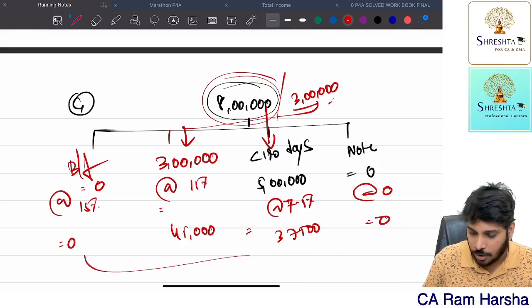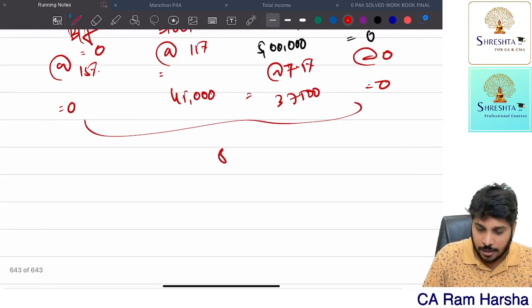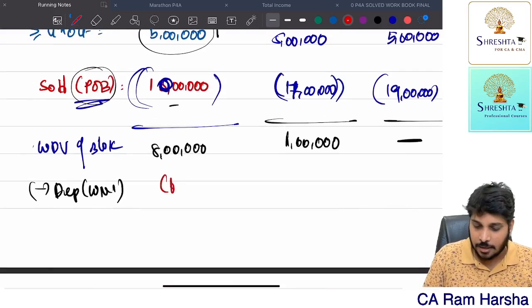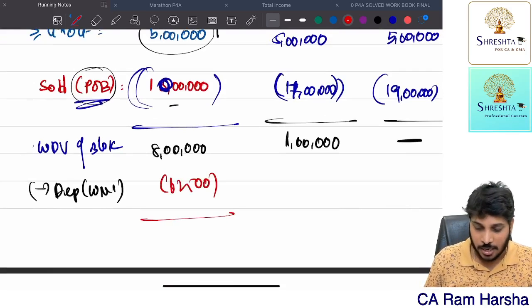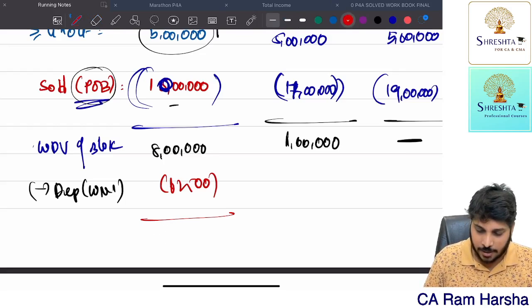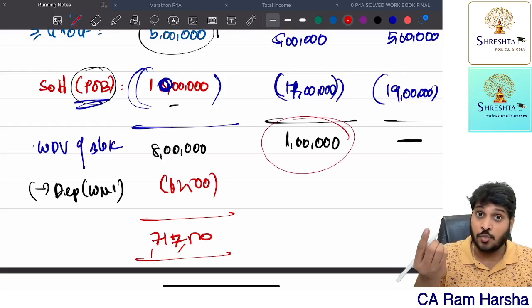37,500. Here it is 0. So what is the total normal depreciation? 37,500 plus 45,000, 82,500 is the normal depreciation. So that's it, 82,500. Understood? Now what is the closing WDV of the block? 8 lakhs minus 82,500 is equal to 7,17,500. That's it.